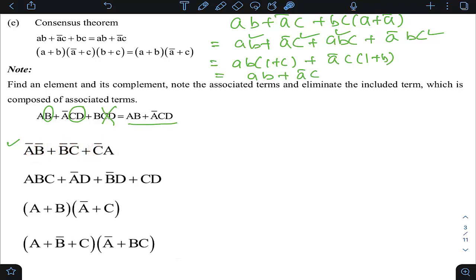So how will we be solving this? Again, my target is the variable A. A is present in normal and complement form. So what is the associated term with A? C bar. What is the associated term with A bar? B bar. Whether the other term is the combination of these associated terms? Yes. So this can be removed. So the answer is simply A bar B bar plus A C bar.